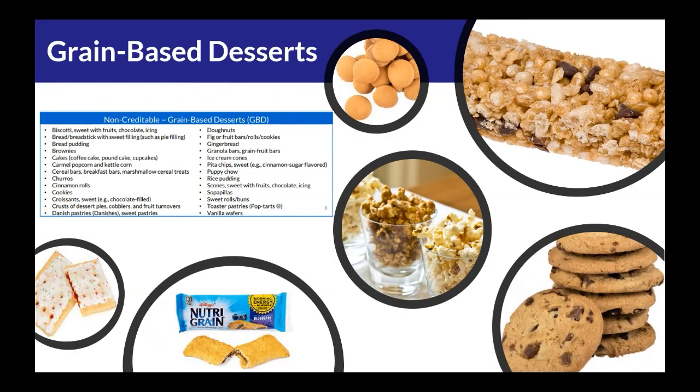So lastly, we're going to talk about grain-based desserts, which are not creditable in the CACFP. Many are listed in the grain-based dessert box in the Creditable Non-Creditable Foods Guide. A few examples are toaster pastries, cookies, including vanilla wafers, and granola, cereal, and Nutri-Grain bars. Also, caramel popcorn and kettle corn are considered grain-based desserts, even though regular popcorn is creditable, as we mentioned earlier. Even homemade grain-based desserts, which are made with less sugar or fat, and that might be whole grain, are also not creditable.